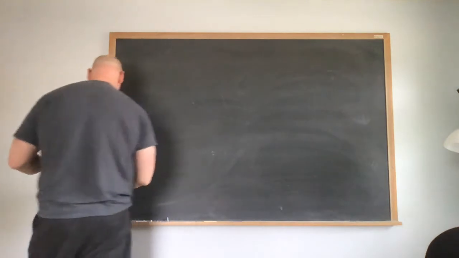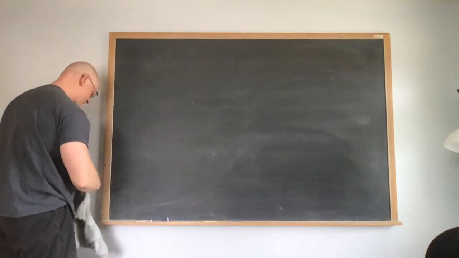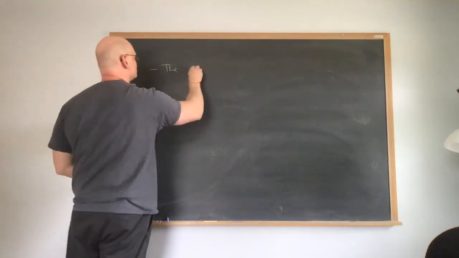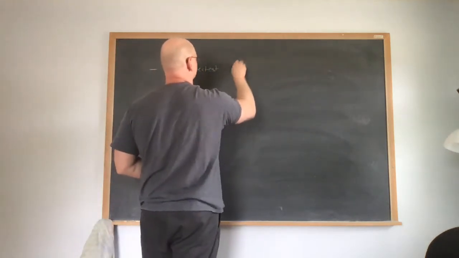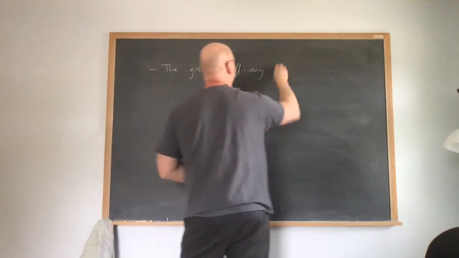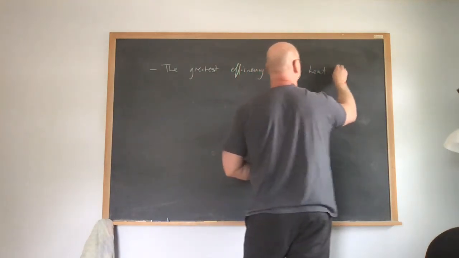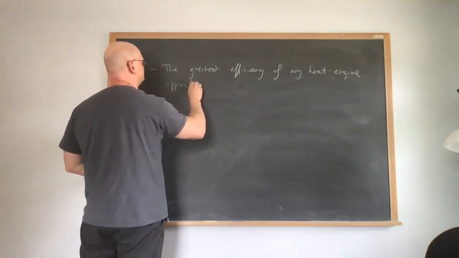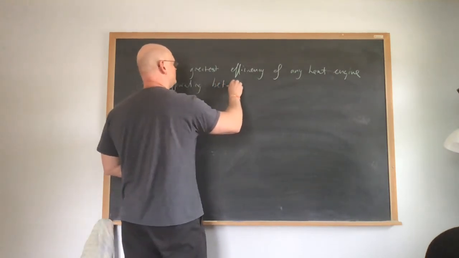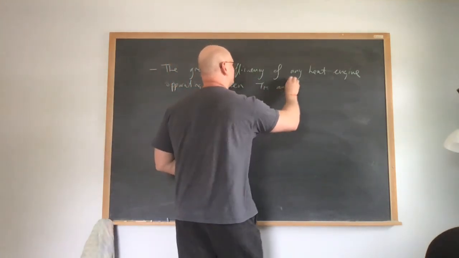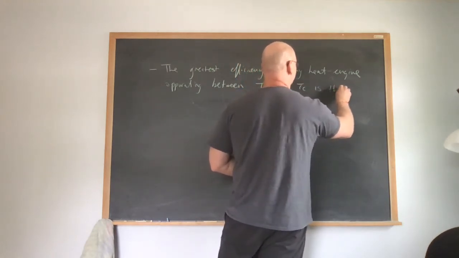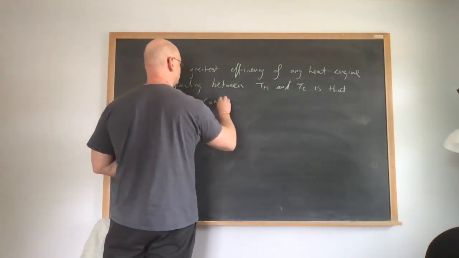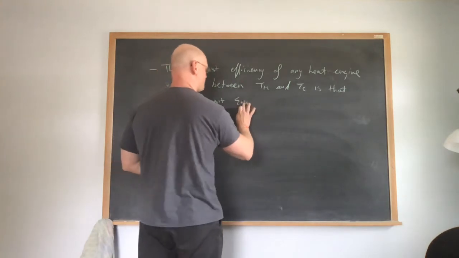So let's go back to our second law. Now this is our third interpretation of the second law of thermodynamics, where this one says that the greatest efficiency of any heat engine operating between T hot and T cold is that of the Carnot engine.